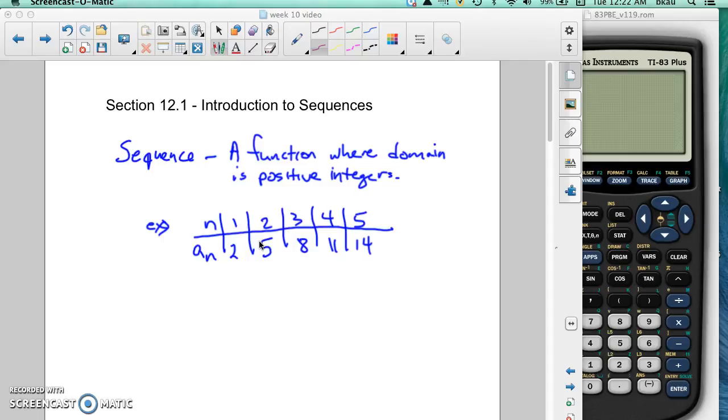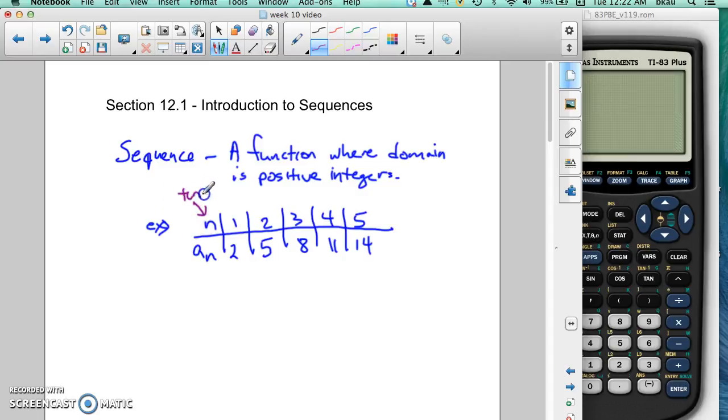So in the notation for a sequence, n is the term number. This is the term number. So this is the first term, second term, third term. So this will be the first term. Second term. This will be the fifth term of the sequence.